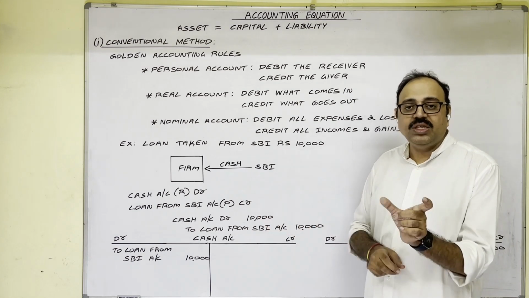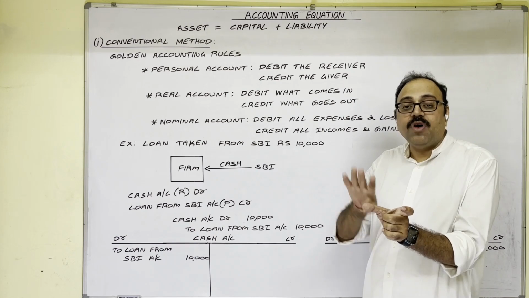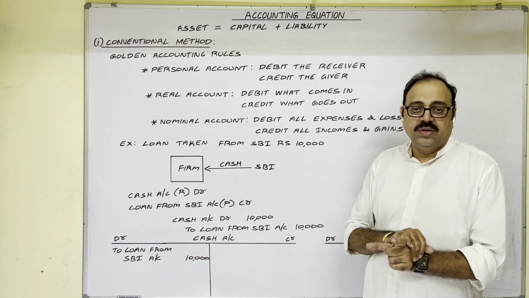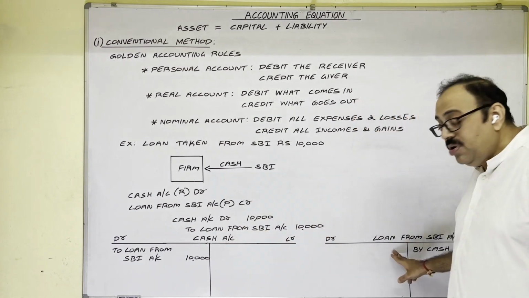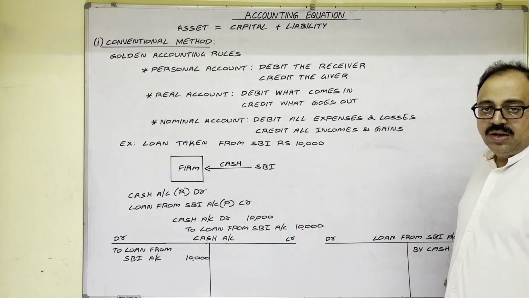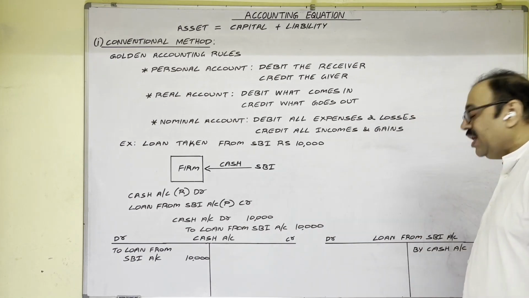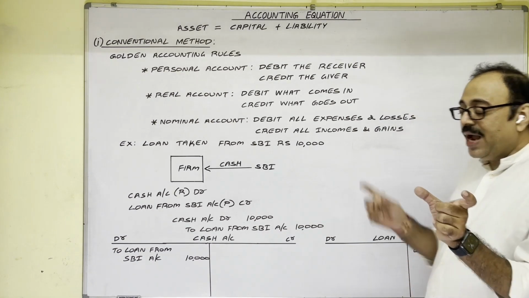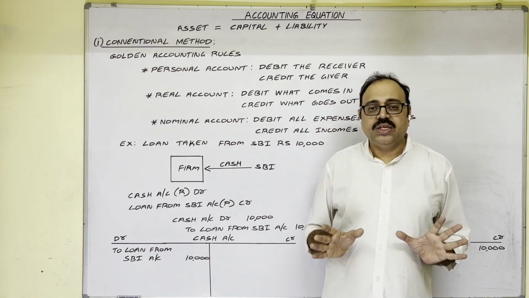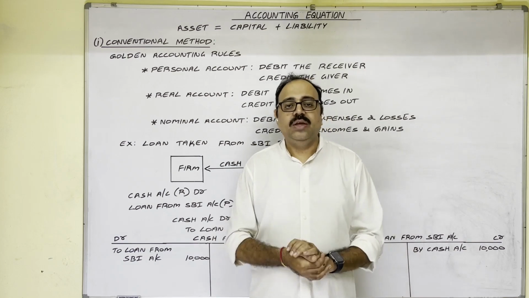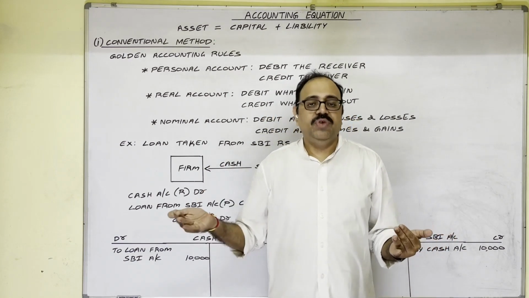So in double entry system, every transaction is recorded in the form of debit and credit. In one account we debit the transaction, in another account we credit the transaction. And observe the amounts. We debited 10,000, we credited 10,000. Means debit and credit amounts are same. So every transaction is recorded in this manner only. In one account debit side we record, in another account credit side we record.